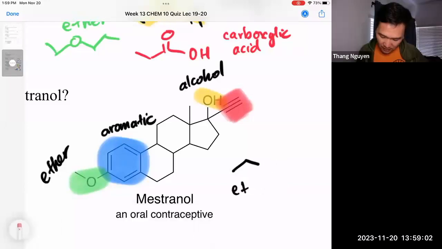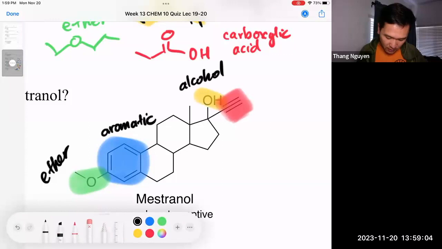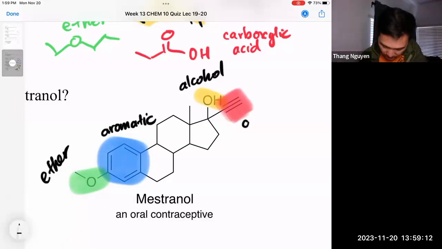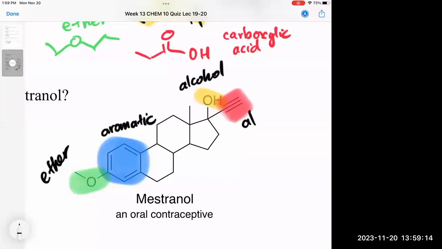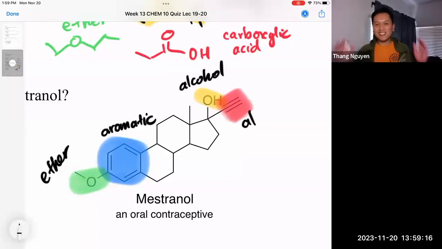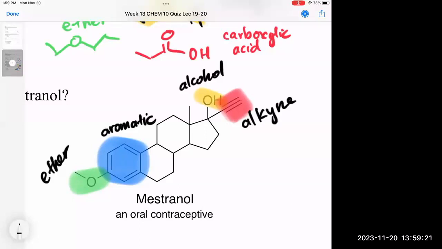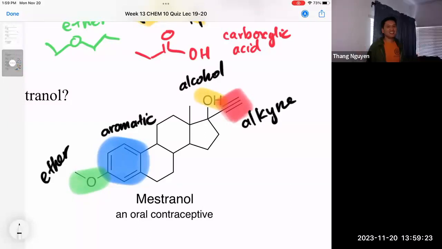Lastly, what is Mr. Red? Red is a carbon-carbon triple bond. What do we call that? Triple bond. Alkyne. Yes, that's how you remember that, alkyne. So yep, a carbon-carbon triple bond is called an alkyne.